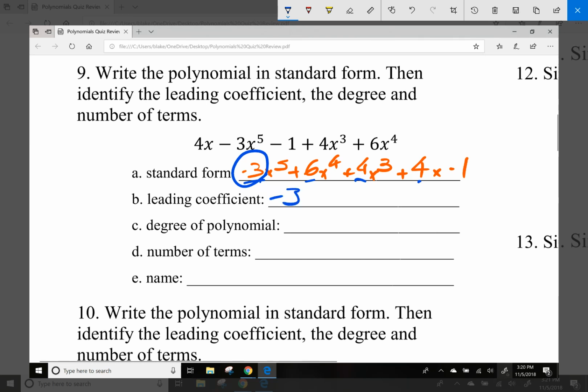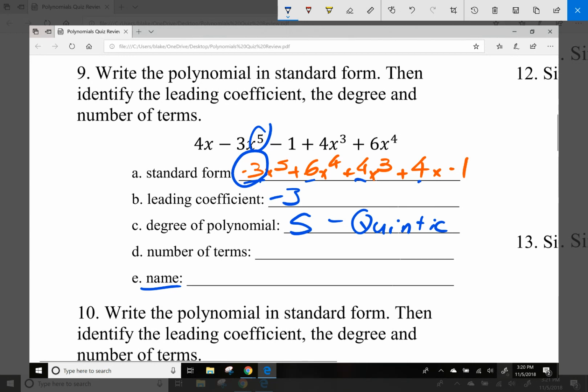Degree of polynomial is asking basically for the biggest exponent of our polynomial. So the biggest exponent is 5, as we've mentioned before. So the degree of this polynomial is 5. Now that has a name, by the way. We'll get to that when we write the name in part E, but I'm going to go ahead and put it on here for now. If it's degree 5, it's called quintic.